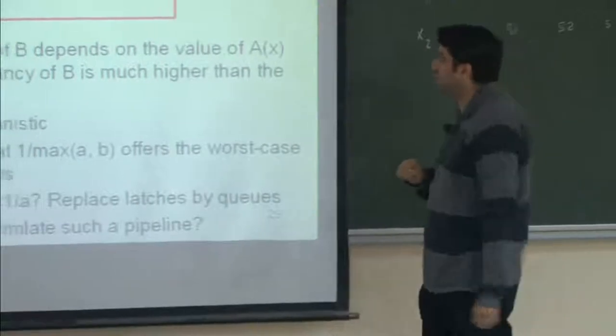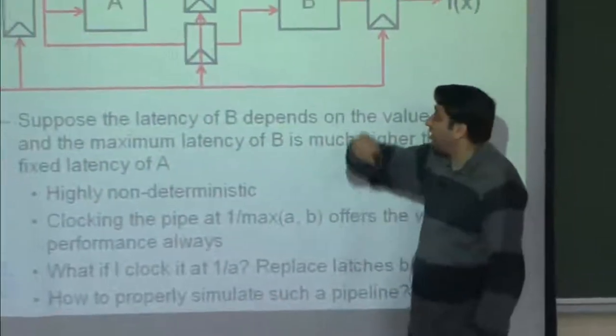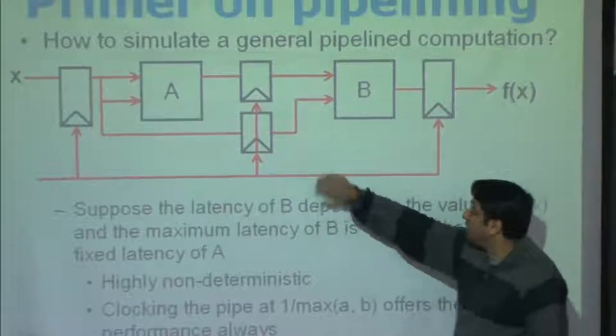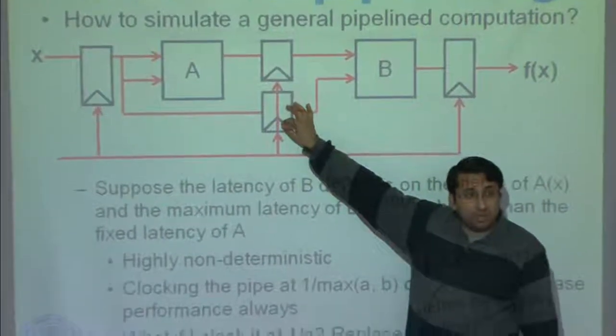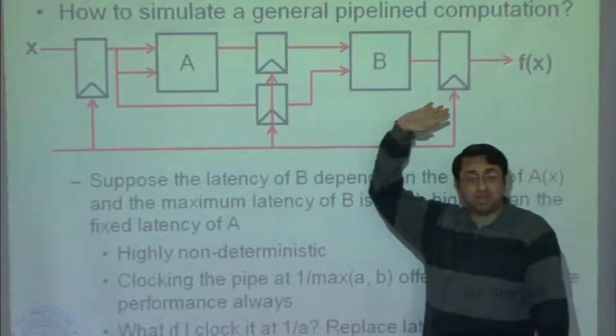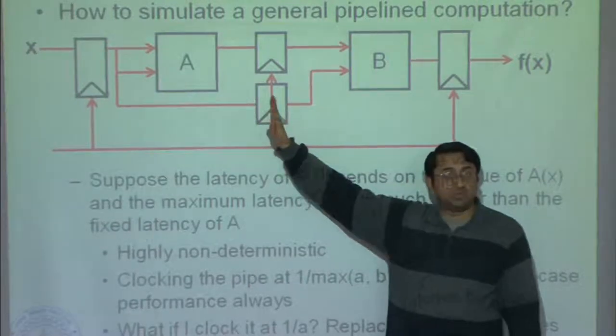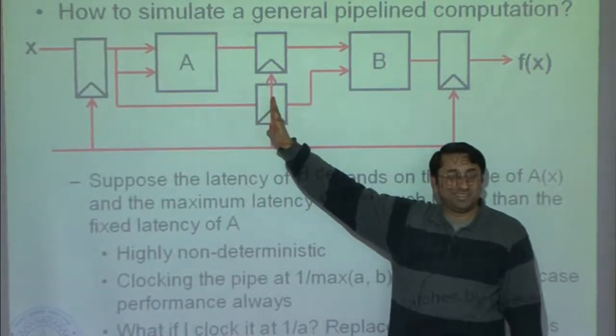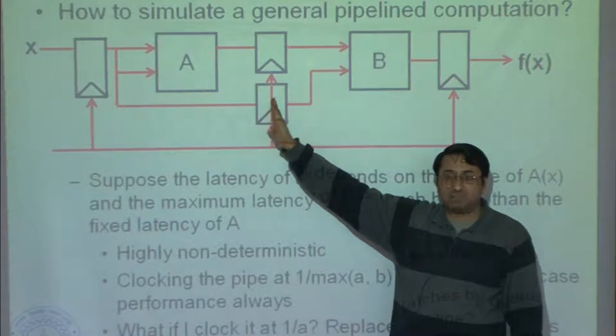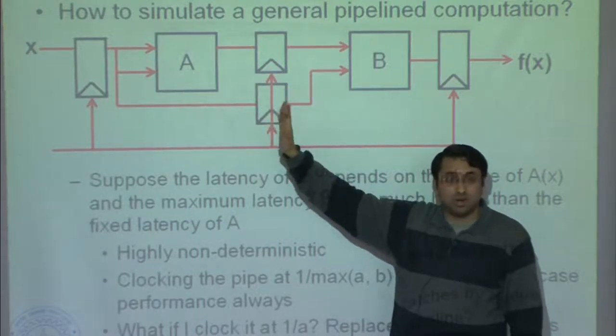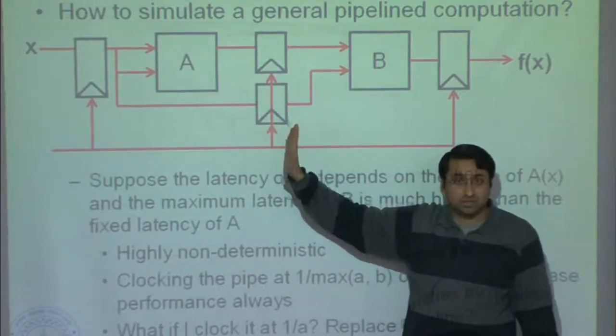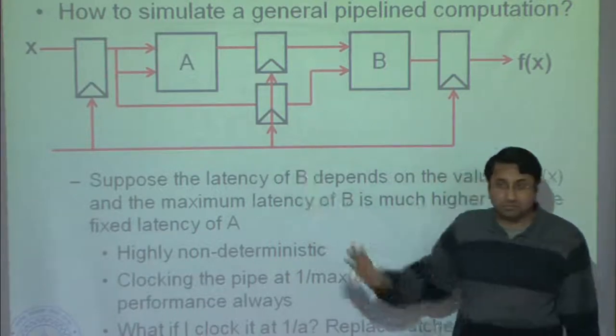So let's see now what our software simulator does. It invokes B, picks up this item, puts it here. Now it invokes A, and A sees there is one slot here. It picks up an X and processes that. That's the wrong behavior. Is it clear to everybody?